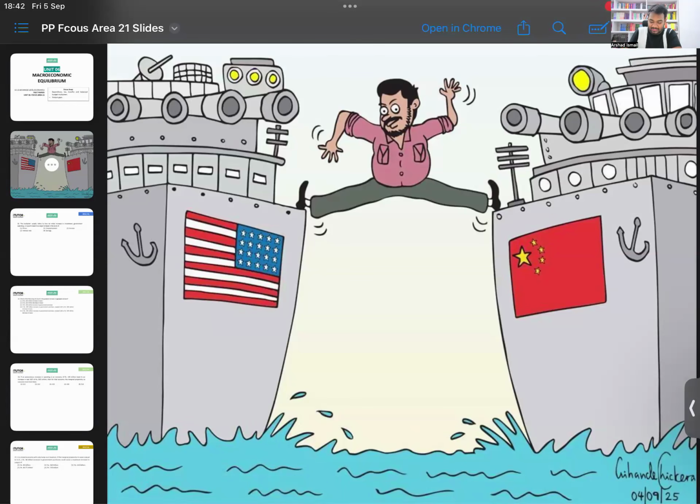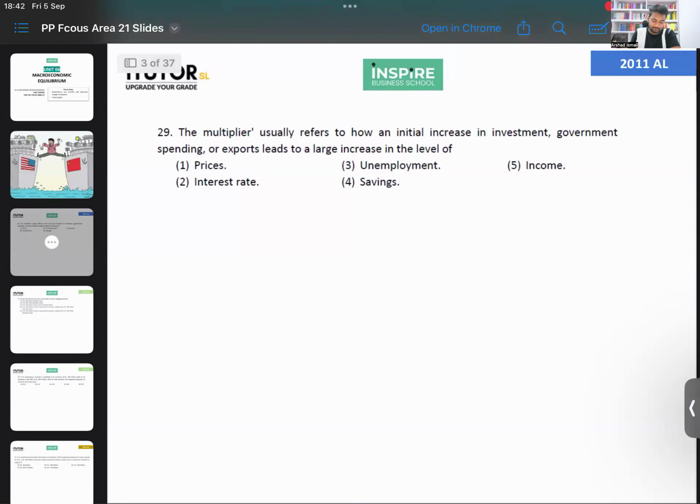Okay, so we'll start with the paper. 2011 A levels, question number 29. The question is saying the multiplier usually refers to how an initial increase in investment, government spending, or exports leads to a larger increase in the level of what? In the level of prices, interest rates, unemployment, savings, income. What happens?